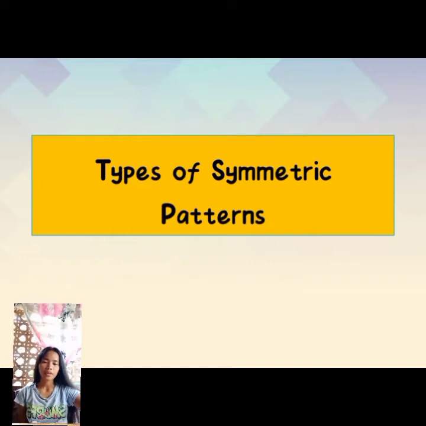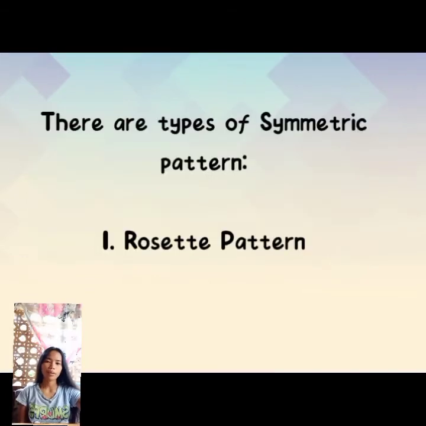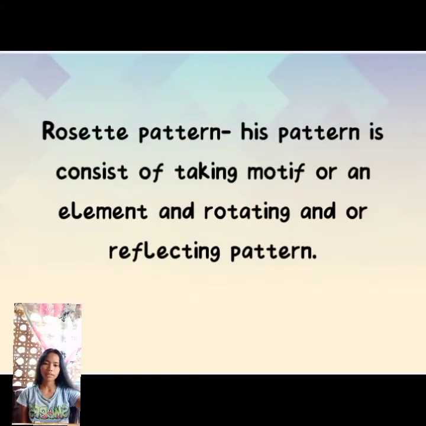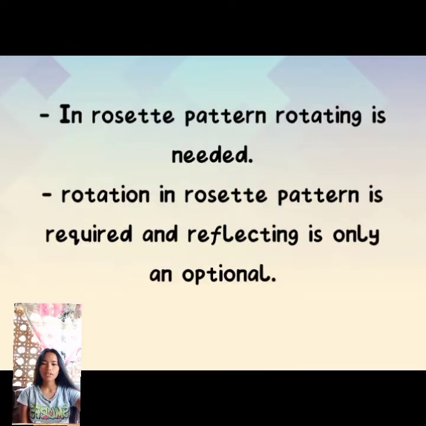There are types of symmetric pattern. Number 1 is ang rosette pattern. So, what is rosette pattern? When we say rosette pattern, this pattern consists of taking a motif or an element and rotating and or reflecting it. In rosette pattern, rotating is needed. Rotation in rosette pattern is required, and reflecting is only optional.